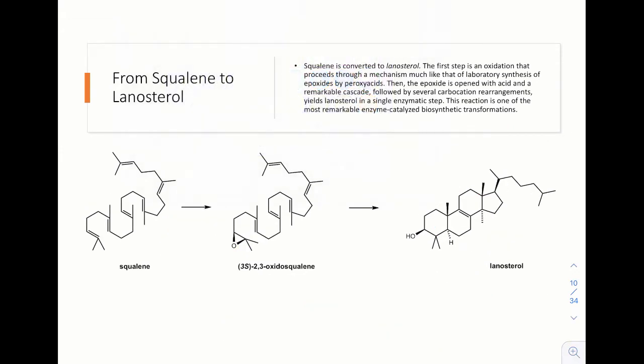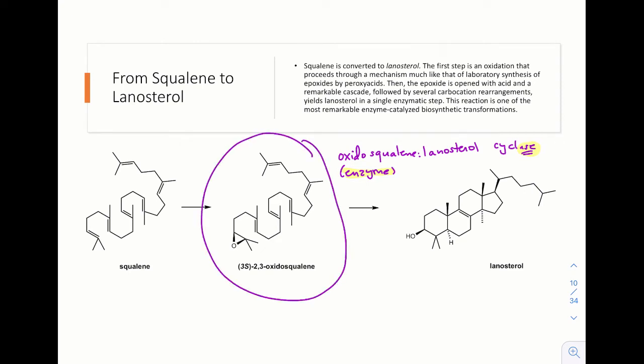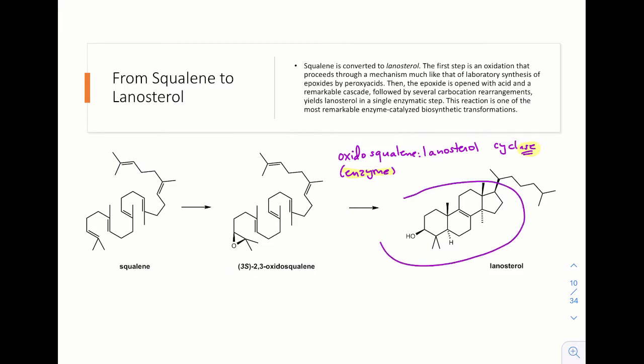Now, this second step is catalyzed by the enzyme oxidosqualene lanosterol cyclase. The names are very rational. This enzyme folds up the 2,3-oxidosqualene in the perfect conformation, the perfect shape to form these four rings and for a series of rearrangements that we'll talk about in just a moment.